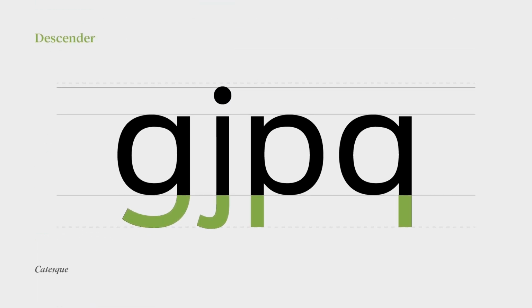D is for descenders. Descenders are the vertical strokes just below the baseline in a character. For example, G, J, P, or Q.